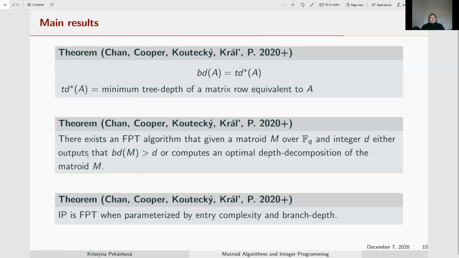Maybe let me ask, is it easy to find the matrix which minimizes the tree-depth? Or does it follow from your results? I mean, how do we compute the matrix that has the minimum tree-depth? Yes, this also follows from our results. One of our results is also that given a matrix A, we can compute an invertible matrix B such that if we multiply A and B, then we obtain this matrix of minimum dual tree-depth. Yes, that follows from our result, and I'll mention it briefly later. Okay, thank you.